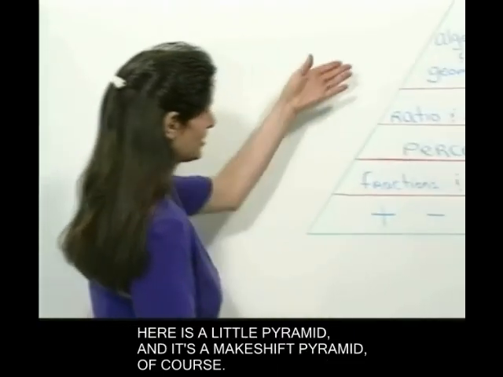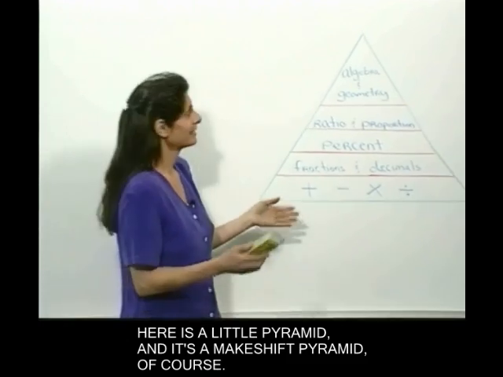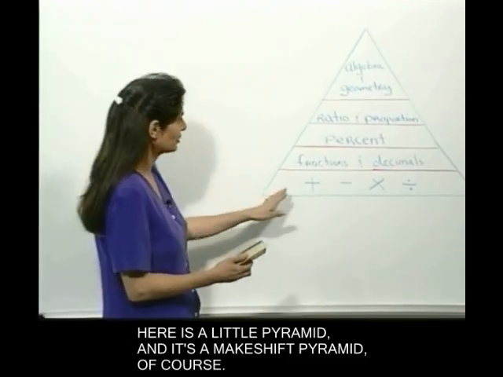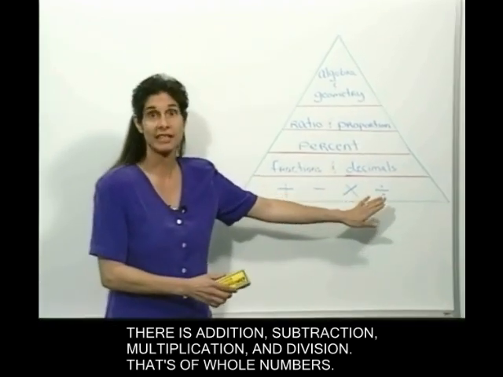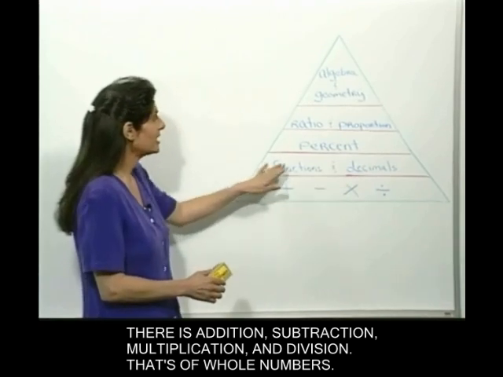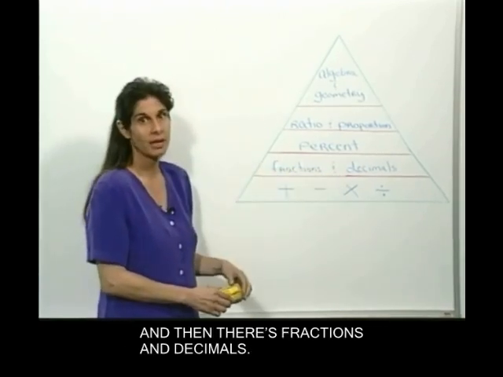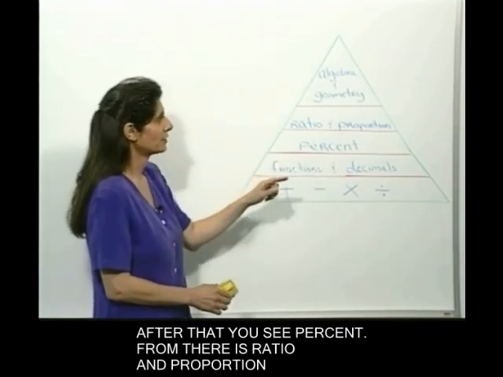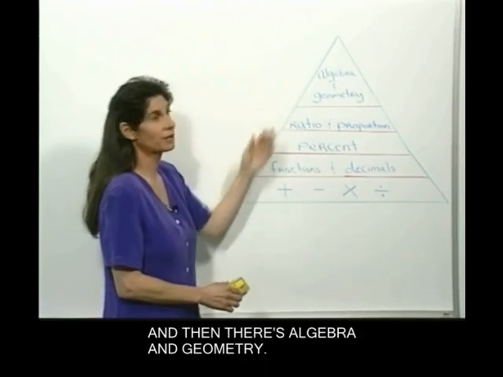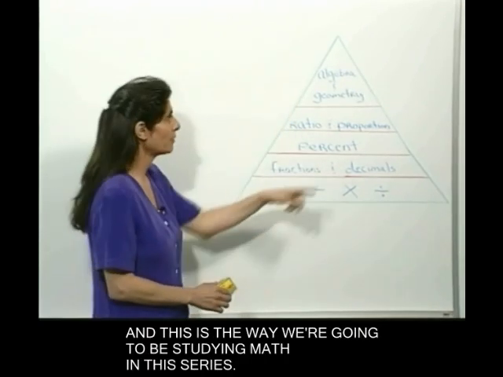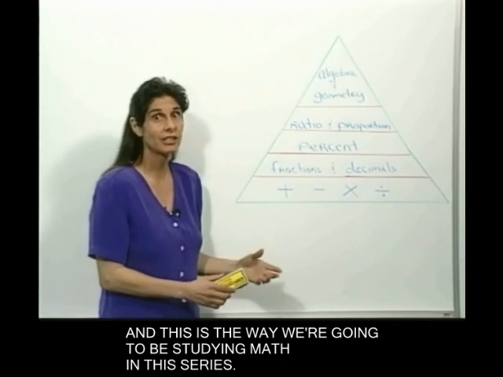Here is a little pyramid. And it's a makeshift pyramid, of course. But you'll see that on the bottom there is addition, subtraction, multiplication, and division. That's of whole numbers. And then is fractions and decimals. After that, you see percent. From there is ratio and proportion. And then there's algebra and geometry. And this is the way we're going to be studying math in this series.